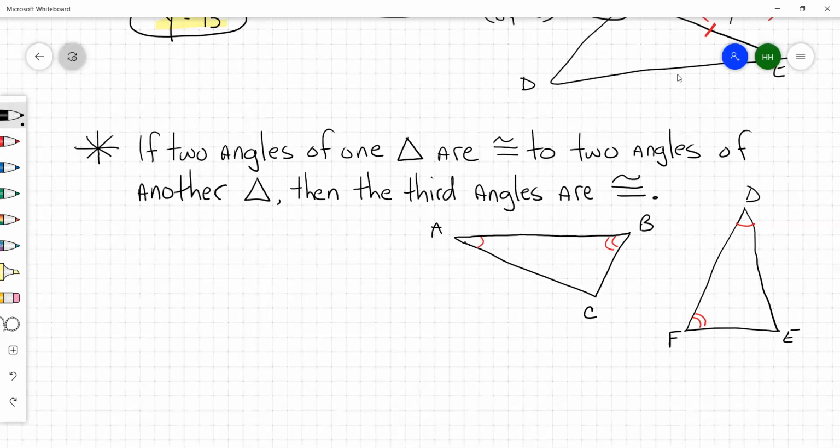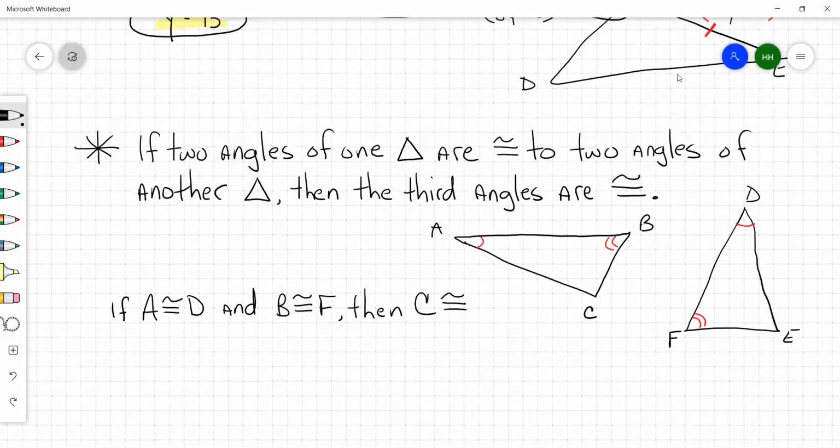So we can say here that if A is congruent to D and B is congruent to F, then C is congruent to E. If A is congruent to D and B is congruent to F, then C is congruent to E.